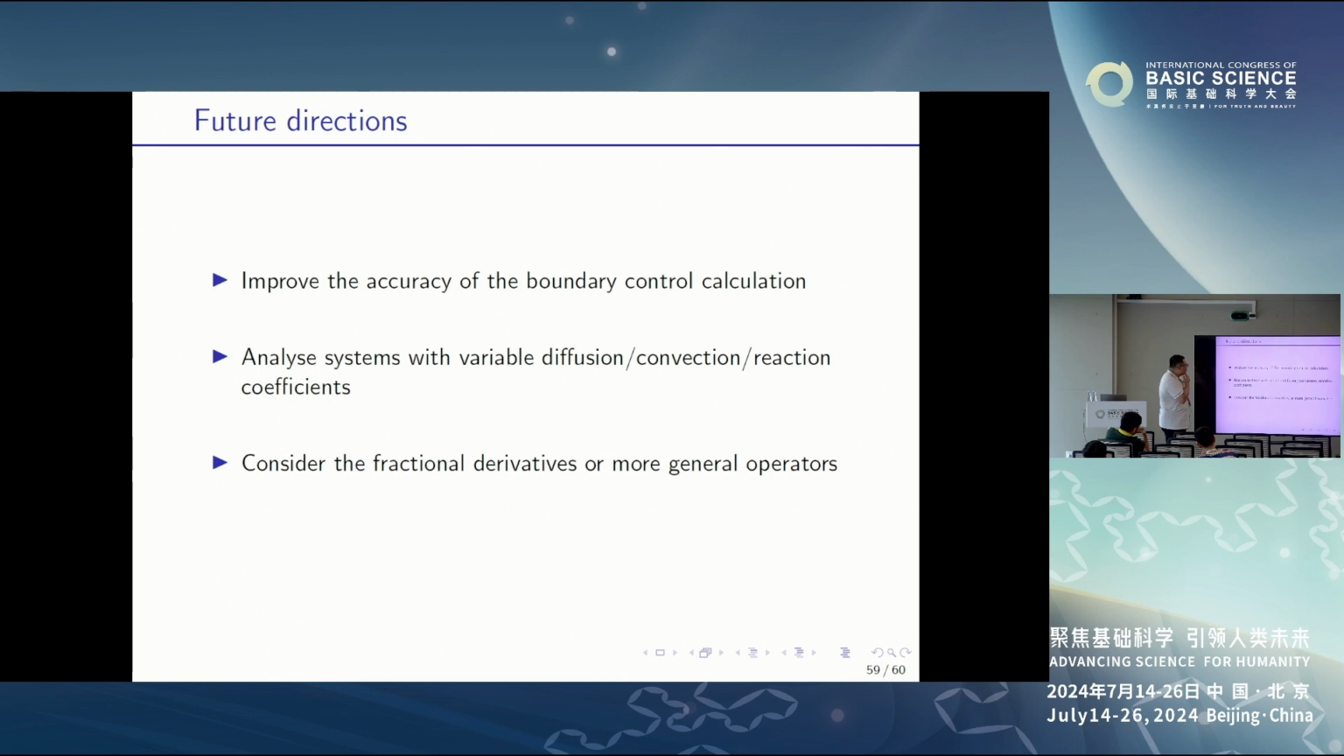And also we want to perform some analysis. We already got the uniqueness and the stability for the single pollutant case. We get the uniqueness result for the multiple pollutant case. We want to perform a similar analysis for the system with variable diffusion, convection, and reaction coefficients. That's very complicated. We need to work on that. The first step is we need to prove some unique continuation result for the system. That's something we are working on.